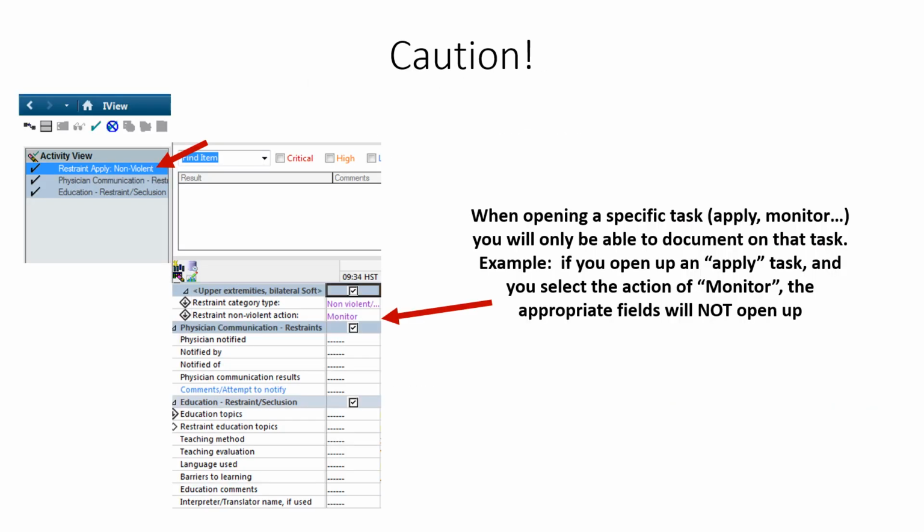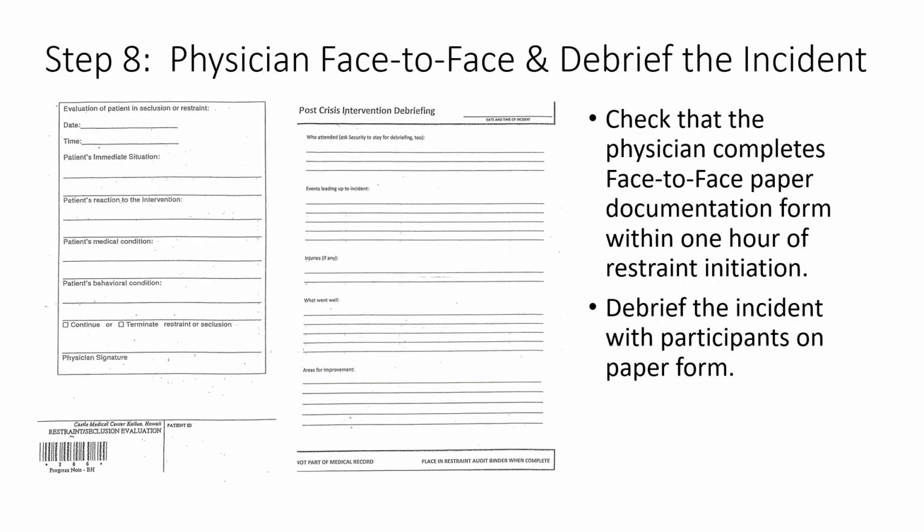Another problematic area is selecting the correct task with its corresponding action. For example, if you select the monitor task but select the action of apply, the restraint documentation fields will not open. You need to make sure that if you want to do an apply action, you select the apply task. Step 8. We do need a physician face-to-face documented within 1 hour of initiation. This can be done on either a paper form or in a progress note. Also, a debrief needs to be done, which is currently on a paper form.